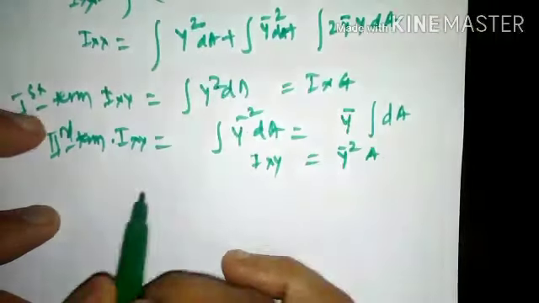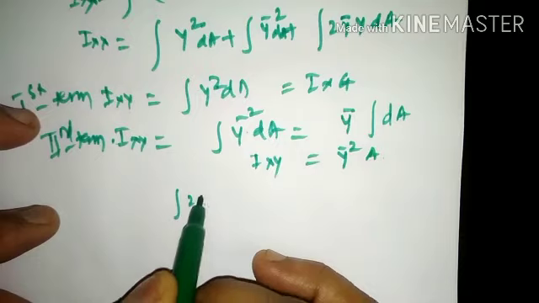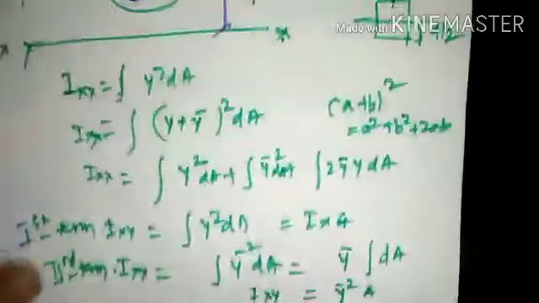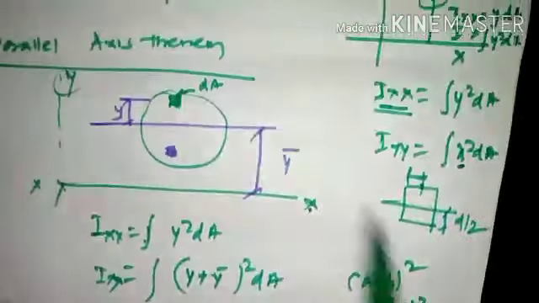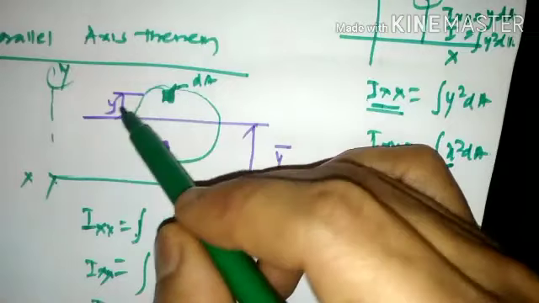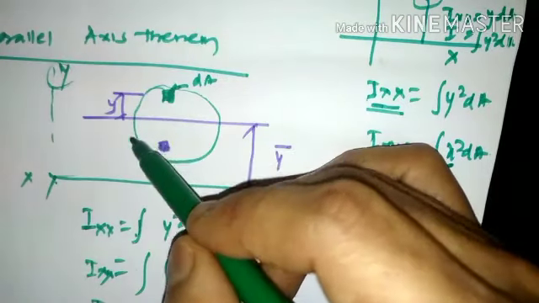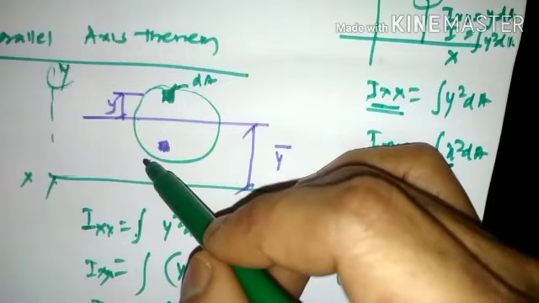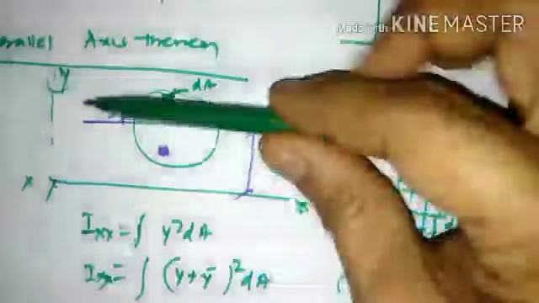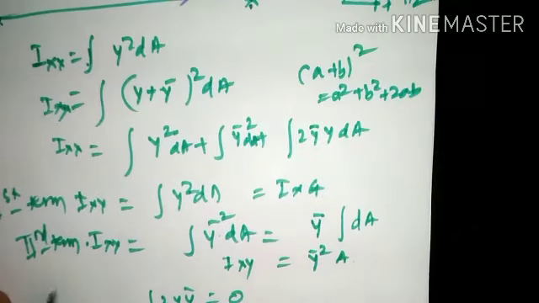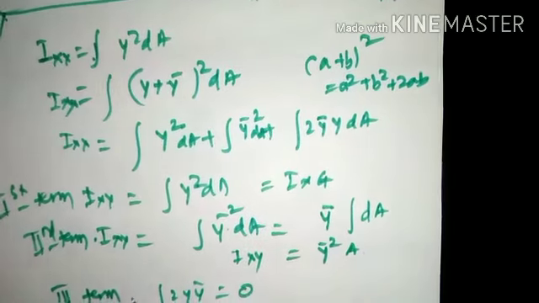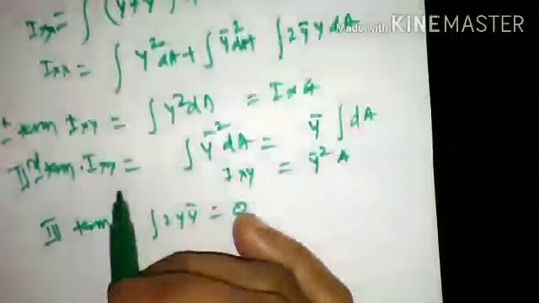The last integration term will be integration 2y bar. What will happen here is, when y reaches towards the top fiber, it will be plus y. When it reaches towards the bottom fiber, it will be minus y. When it coincides here, it will be 0. So this last term, which is the third term, would come out as 0.